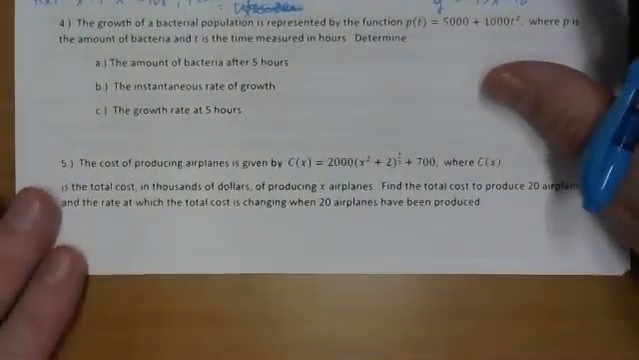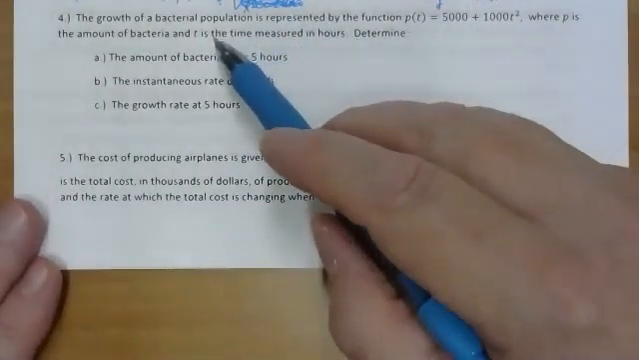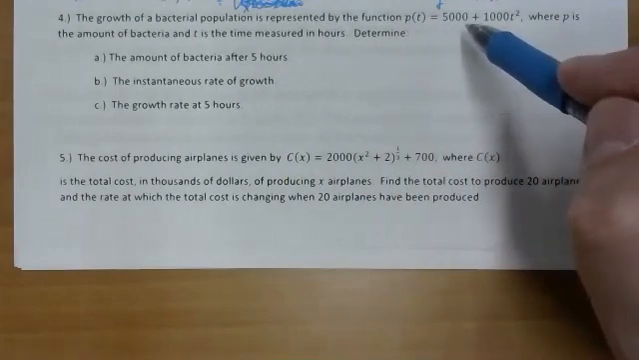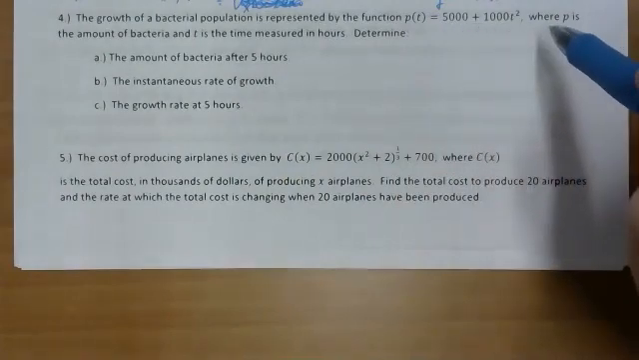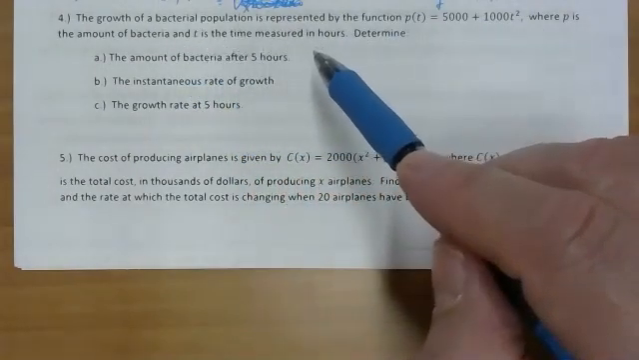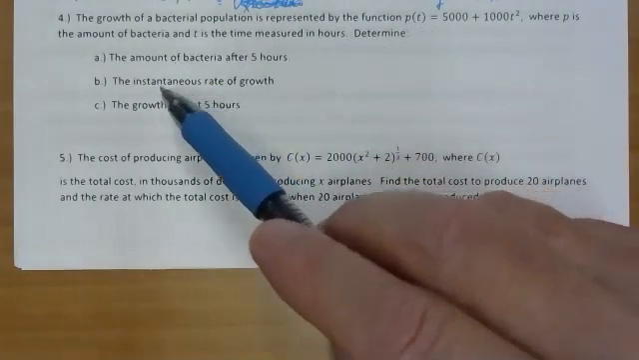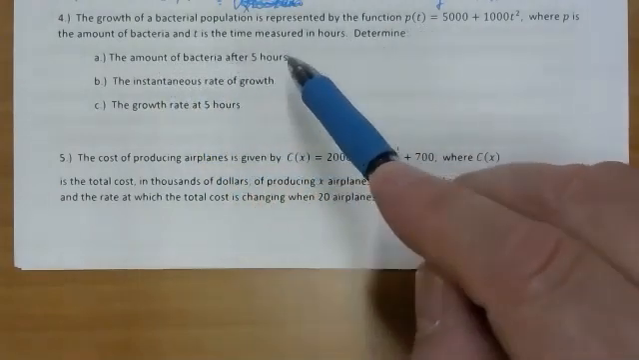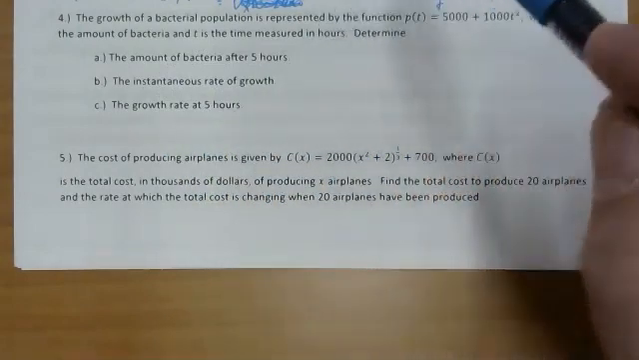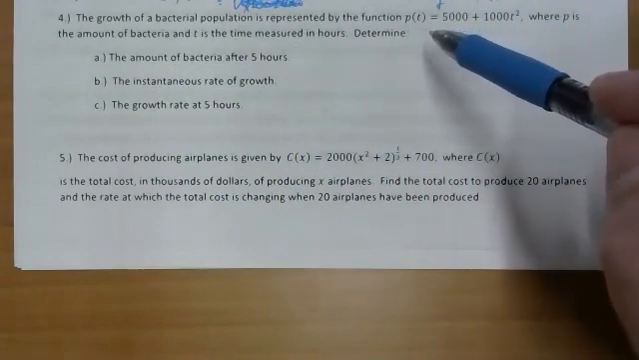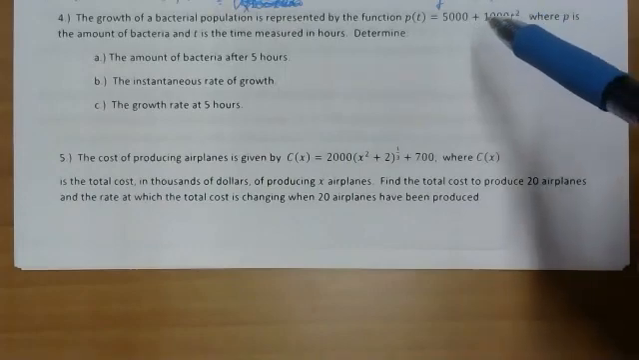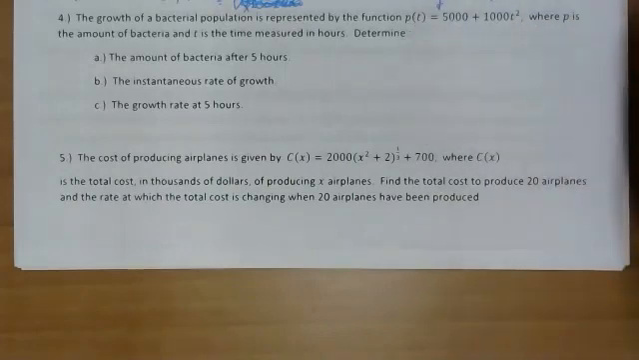So let's just read this. The growth of a bacterial population is represented by the function P of t equals 5,000 plus 1,000 t squared, where P is the amount of bacteria and t is the time measured in hours. Determine, there's 3 parts: the amount of bacteria after 5 hours, the instantaneous rate of growth, and the growth rate at 5 hours. So is this an equation that basically we can plug in the number of hours that have passed, and this equation will tell us how much bacteria there is.